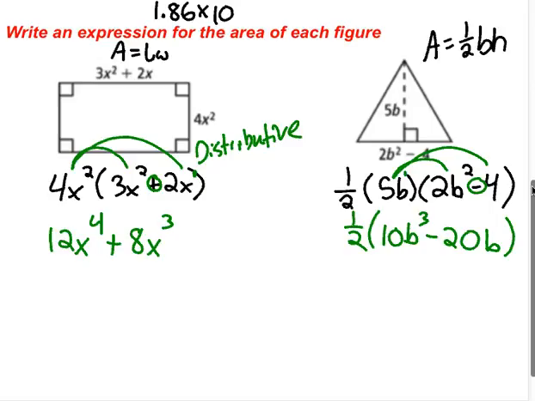So now I'm going to distribute again. I'm going to distribute this 1/2 in. Now this is going to be nice and easy because really it's just dividing by 2. But remember, it's only going to divide that main number, only that coefficient, right? So 1/2 times 10, or 10 divided by 2, gives me 5. 20 divided by 2 leaves me 10. And that is going to be my answer for that one.